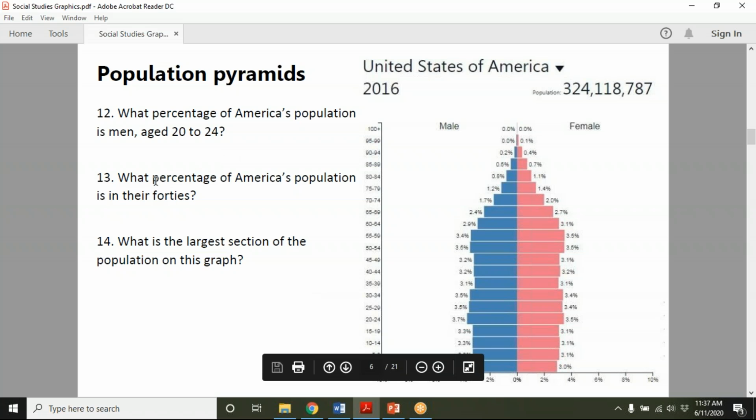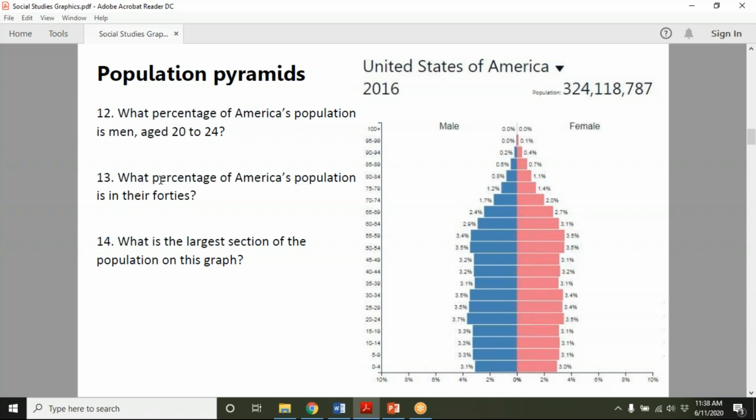Number 13, you can estimate, you can round: what percentage of America's population is in their 40s? If I just gathered up 100 Americans, how many of them would be in their 40s? In their 40s, it'd be two slices, 40 to 44 and 45 to 49.